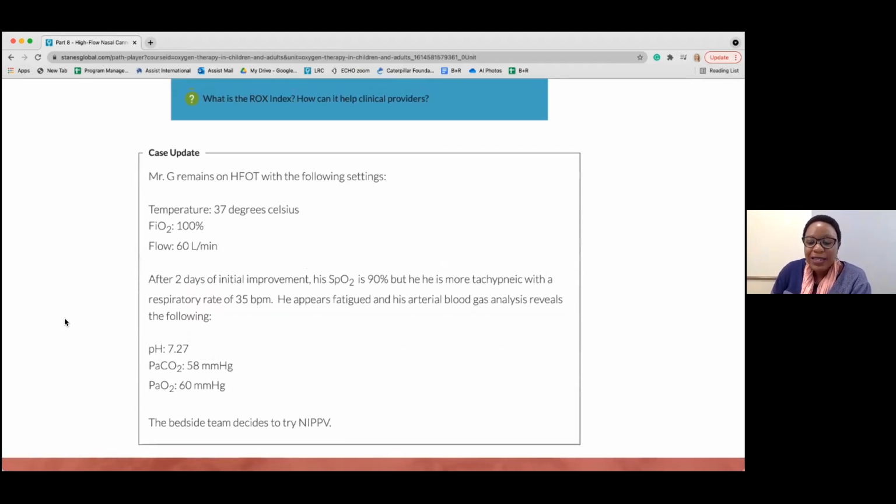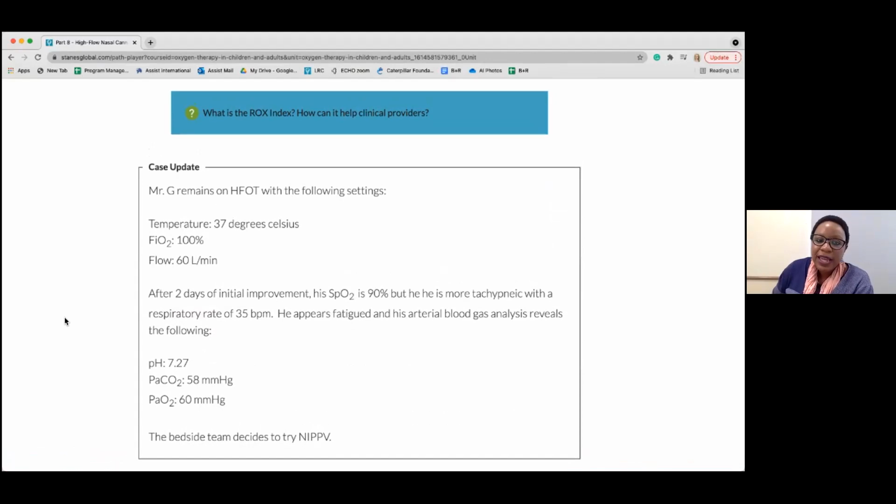Okay, lastly, we're going to talk about the ROX index and what it is, how it can help us as clinicians in the clinical environment, especially in the context of COVID-19. So the ROX index is a recently devised tool which can be used to predict whether a patient on high flow nasal cannula would fail and need escalation, or whether they're doing well.